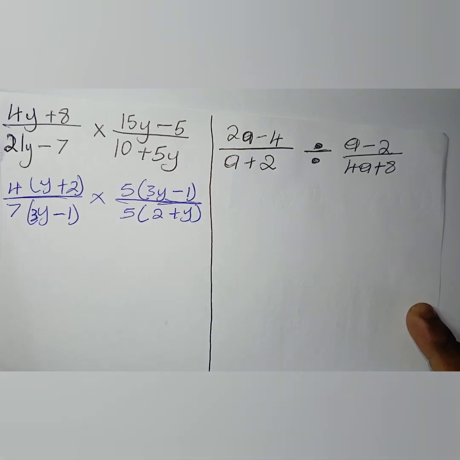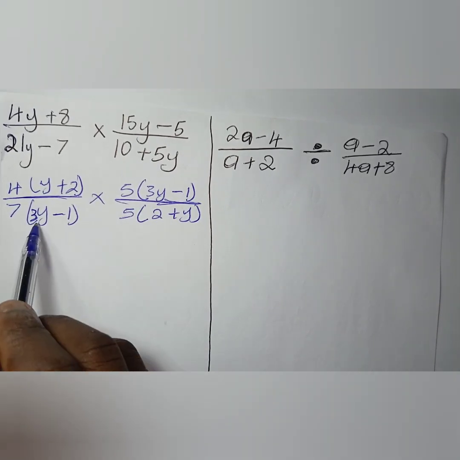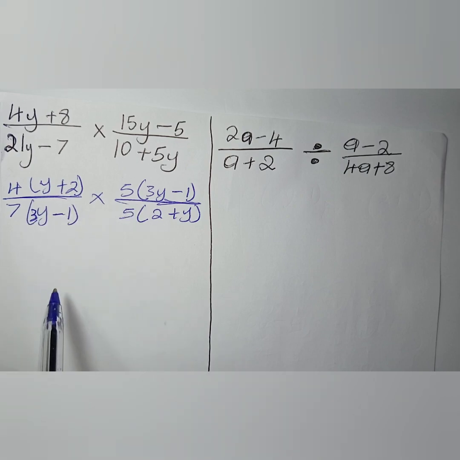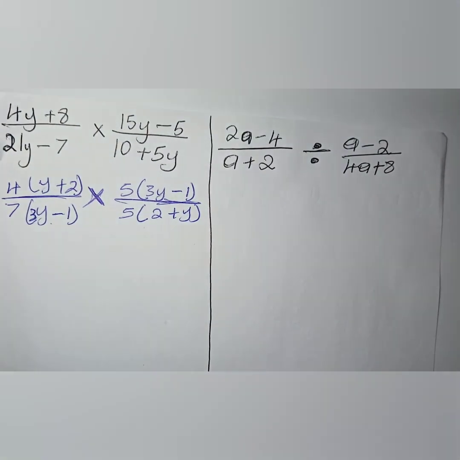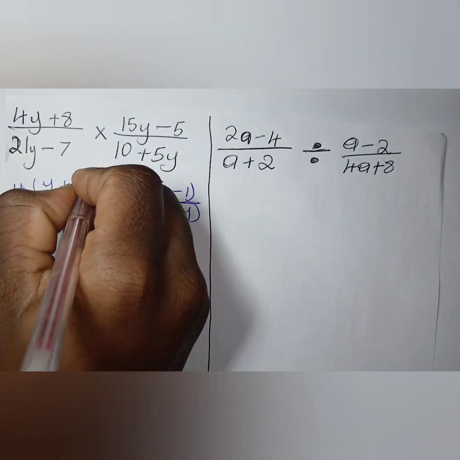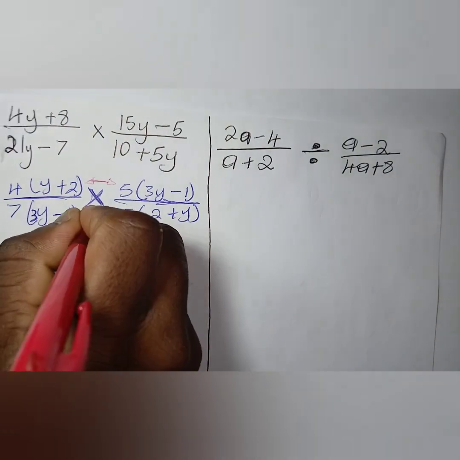Now let's simplify this fraction. We are aware that if we multiply fractions, the numerator will multiply with the numerator, and the denominator as well will multiply with the denominator there.